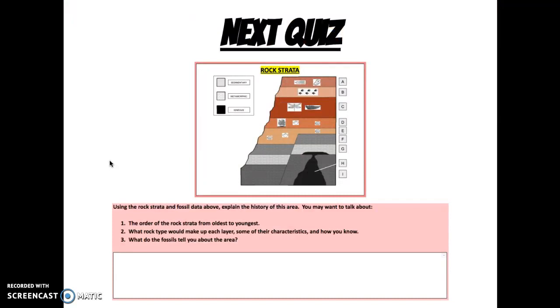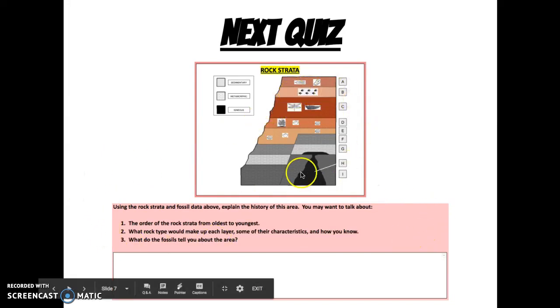Anyway, let's talk very quickly about the quiz that we have the next class period. It will be on rock strata, just like we've been practicing with the Grand Canyon example. So the quiz itself is going to have this exact same question, but the rock strata that I give you is going to be from a different section.